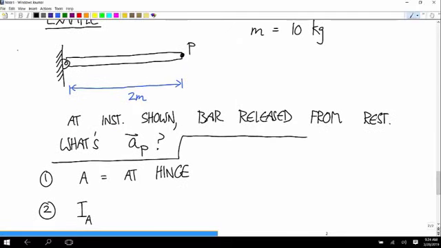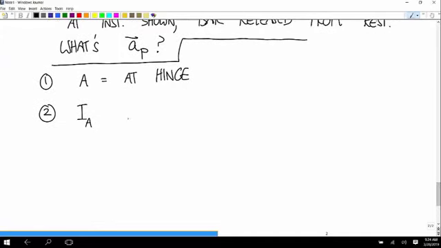Since the hinge isn't the center of mass, we're going to have to use the parallel axis theorem. So this is going to be equal to the mass moment of inertia about the center of mass plus md squared. If you look at the table for mass moments of inertia, I didn't give one, so you can assume that we're treating this as a slender rod. The formula is 1/12 times the mass times the length squared.